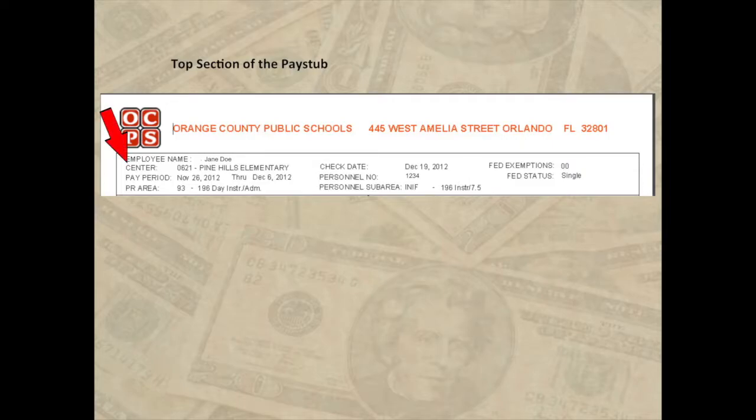The center is your primary work location. A 4-digit number is assigned to each work location. The pay period corresponds to the attendance dates on the payroll calendar associated with the position in which you work. The payroll area corresponds to the payroll calendar associated with the position in which you work. This will also reflect the number of work days in which this position has been established to work each fiscal year. The check date is the date the check is issued.